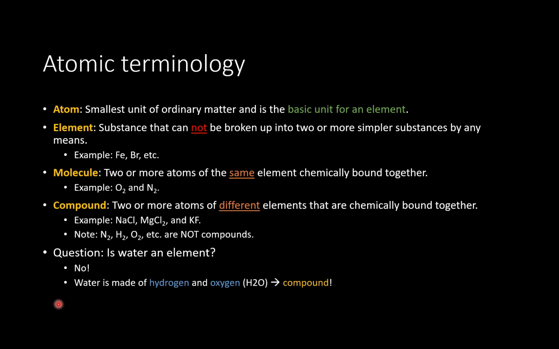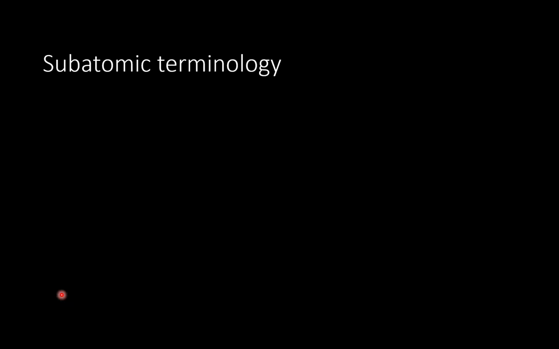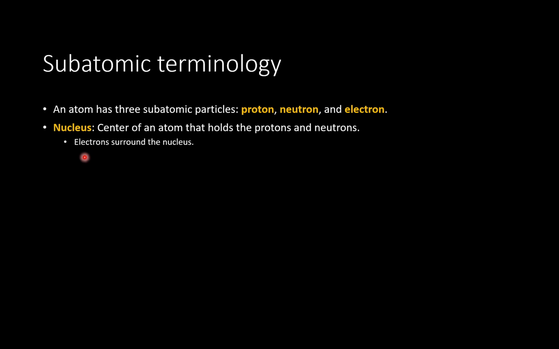Now, let's dive in and talk about what makes up an atom. An atom has three subatomic particles: protons, neutrons, and electrons. Protons and neutrons are found in the center of an atom, which is called the nucleus, while electrons are found surrounding the nucleus.